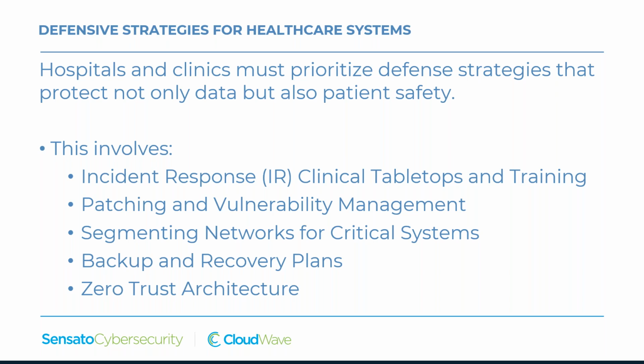Backup and recovery plans. We talked about the impact and 66% of backups being impacted. Not only are you backing up and having offline backups or immutable backups, but have you tested those backups? When's the last time you actually spun them up to make sure they're working? Are you bringing back enough systems to where you know that it's going to work across the infrastructure?